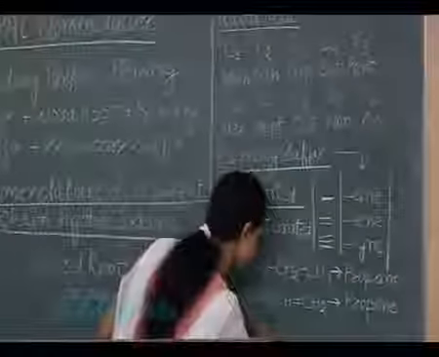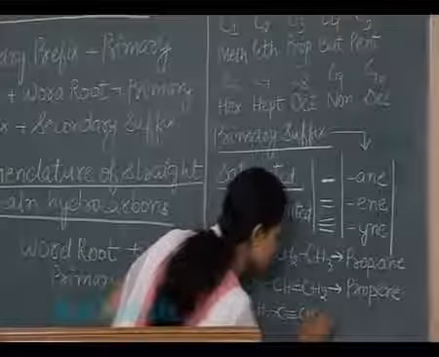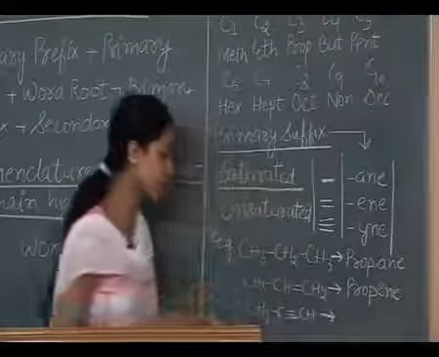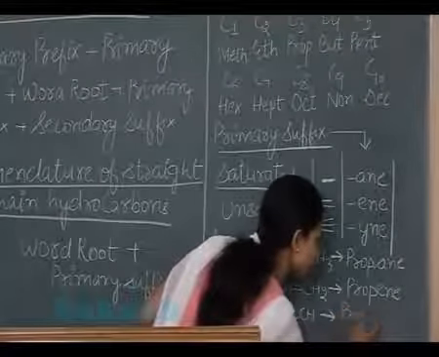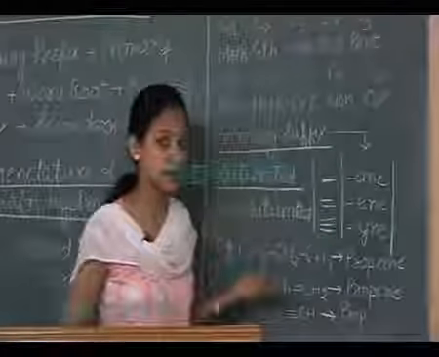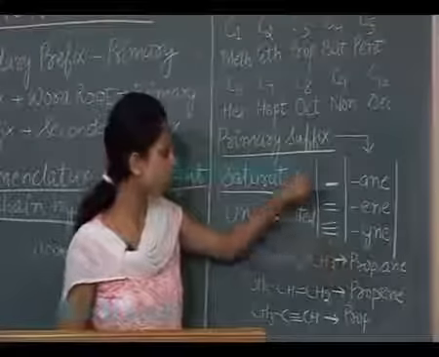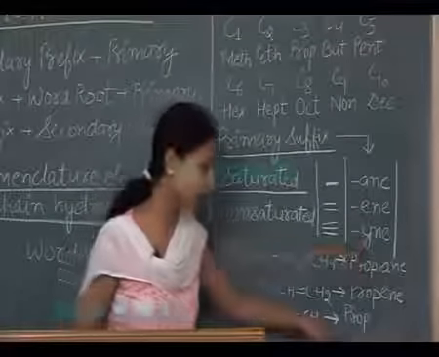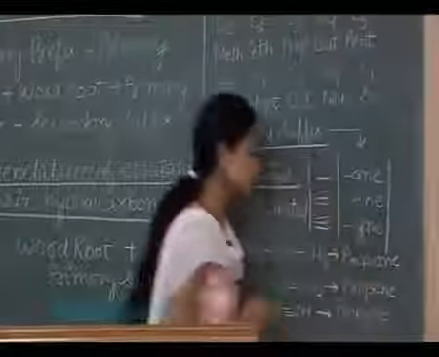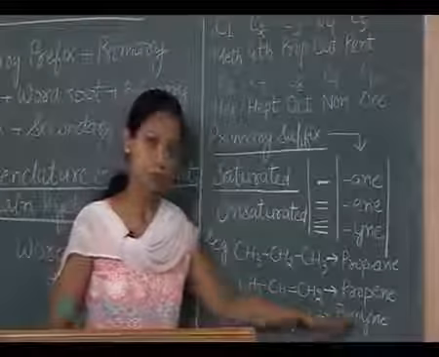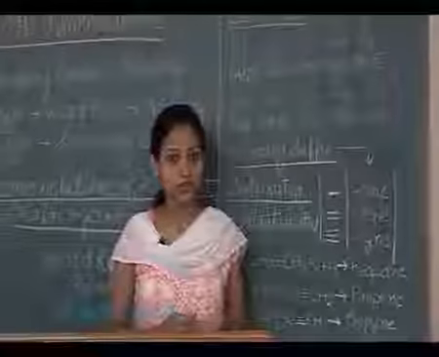Third example, CH3, C triple bond CH. Now the word root is the same here as 3 carbon atoms are present. So prop. Now which one is the primary suffix used here? According to this triple bond, the primary suffix we have is "-yne". So I can write "-yne" here. So the name of this compound is propyne. Hope it was clear to you. Next is the nomenclature of branched chain hydrocarbons.